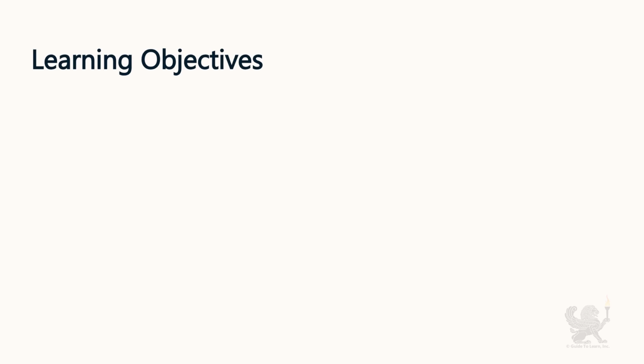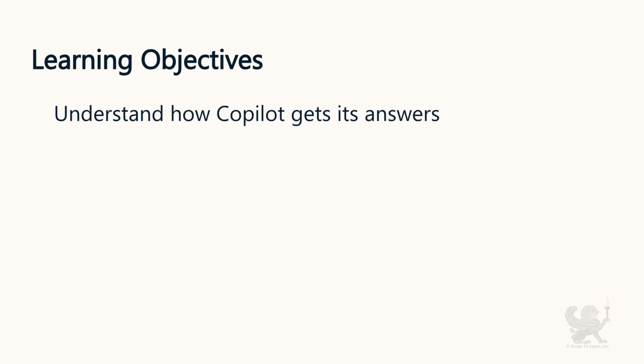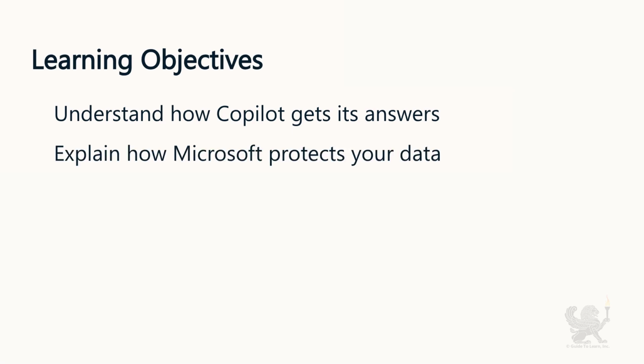We'll focus on 3 things Alex needs to understand to be successful: how Copilot uses organizational data and the web to generate responses, how her data stays protected, and how she can write prompts that actually produce useful results. Let's start with how Copilot works.